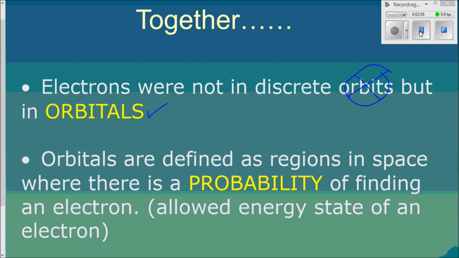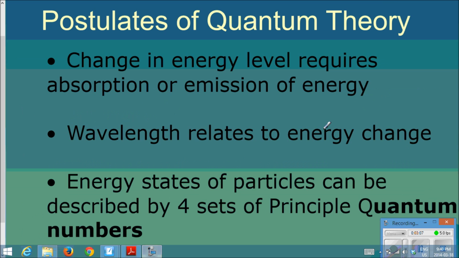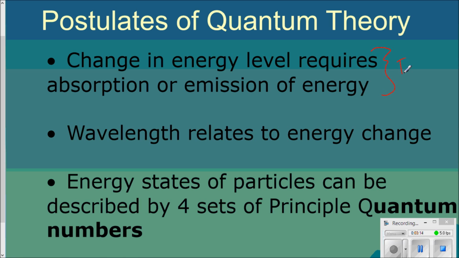Okay, so the postulates of quantum theory, the main ideas of quantum theory. Just like Bohr, a change in energy level requires absorption or emission of energy. So you give it energy, it jumps up an energy level, and when it jumps back down, it releases light. So Bohr's idea still holds true. And then wavelength relates to energy change. Again, this is still a Bohr idea.